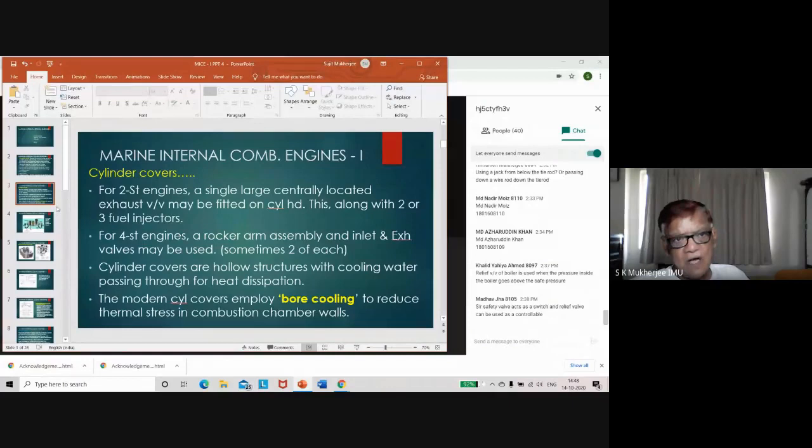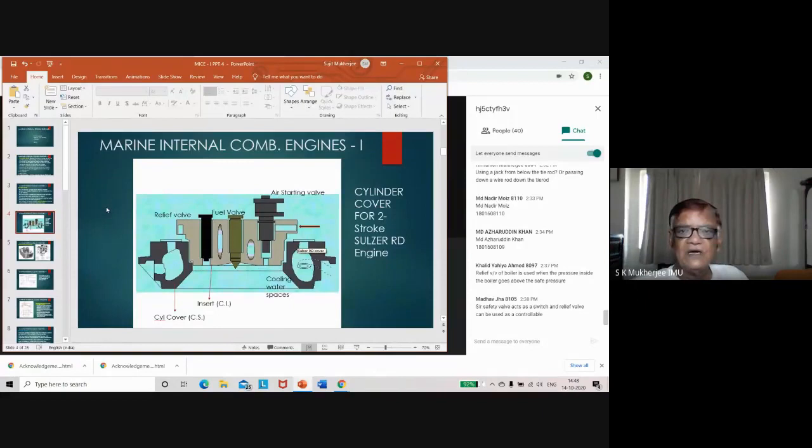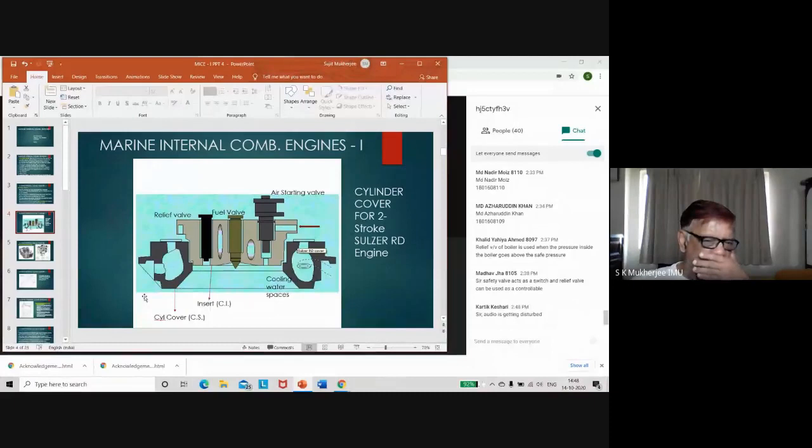Now, here is an example of a cylinder cover of a Sulzer engine. Of a Sulzer RD engine. And this particular cylinder cover does not have an exhaust valve. But the cylinder cover is in two pieces. Okay. The lower piece, or the larger diameter piece, is made of cast steel. And that is called the cover. Okay. That forms part of the combustion chamber. What you see here is the combustion chamber. Okay. Part of the cylinder cover is also an insert. This insert is made of cast iron, which is CI. And in this cast iron insert, the mountings are fitted.